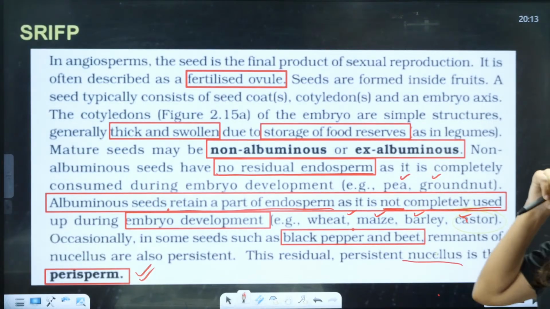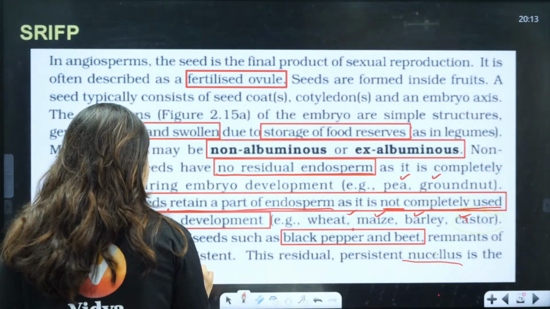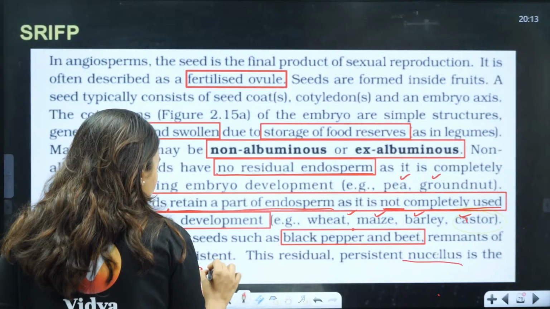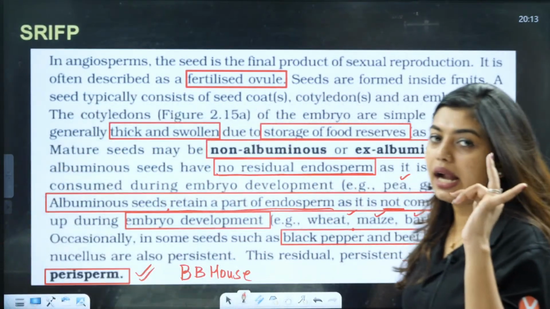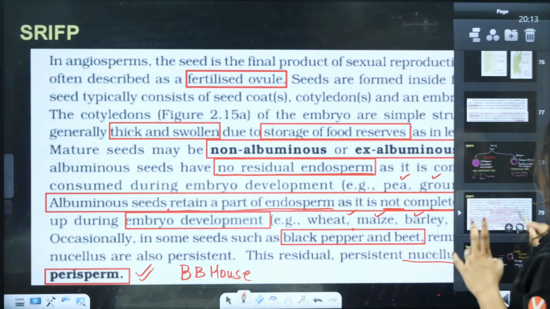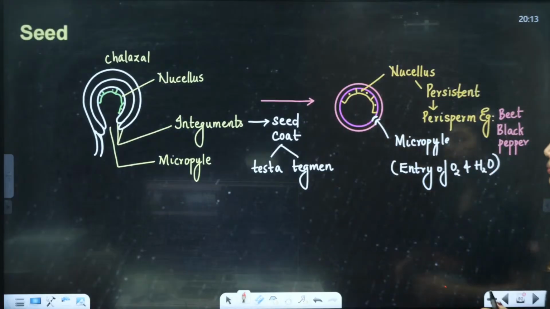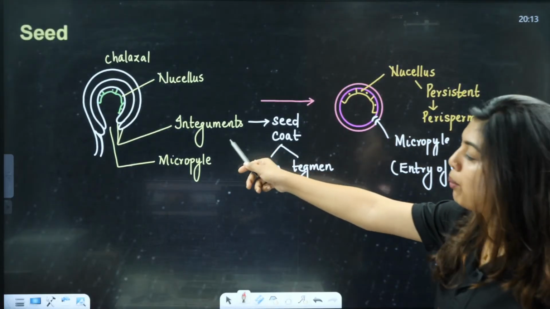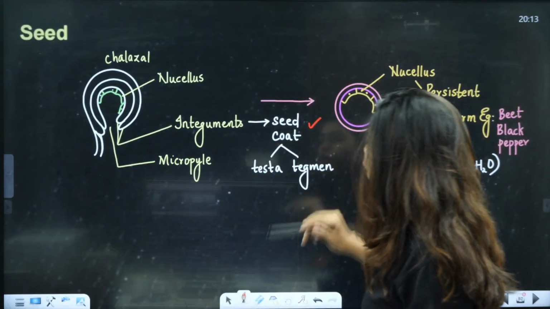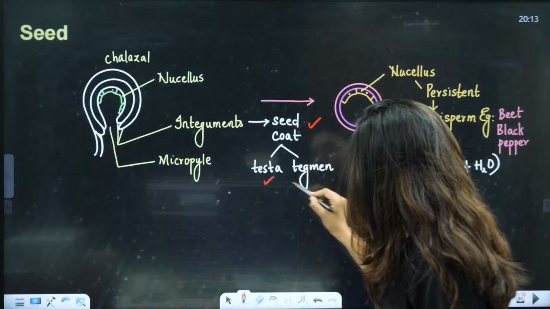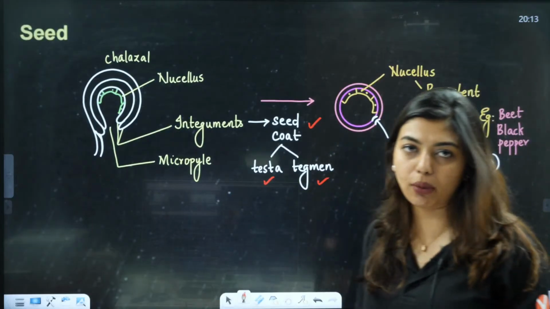Examples: BB house, remember my students. Big Boss house, right? That is black pepper and beet. Remember Big Boss house. So now I have given you PUBG and BB house to remember. Yes, now see, this is what I told you. Both the integuments, outer and inner integuments, are going to form the seed coat, testa and tegmen. Okay, testa and tegmen. So everyone ultimately has a job.